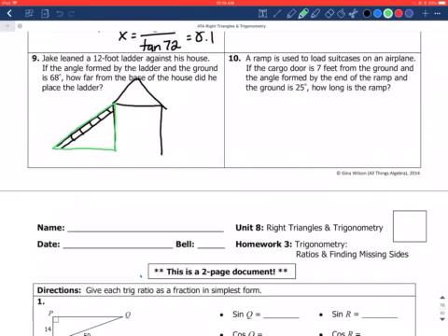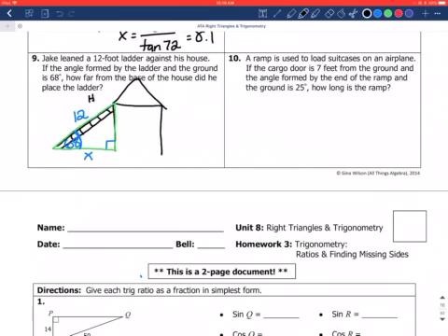All right, so if the angle formed by the ladder and the ground is 68 degrees, so this angle right here is 68 degrees, and there is our reference angle. This is obviously a right angle. How far from the base of the house did he place the ladder? So we have x there, and we know that it's a 12-foot ladder. So you don't have to obviously draw the house and everything. You can just draw the triangle, and that's perfectly fine. But as long as you can visualize it, and then be able to label it as well.